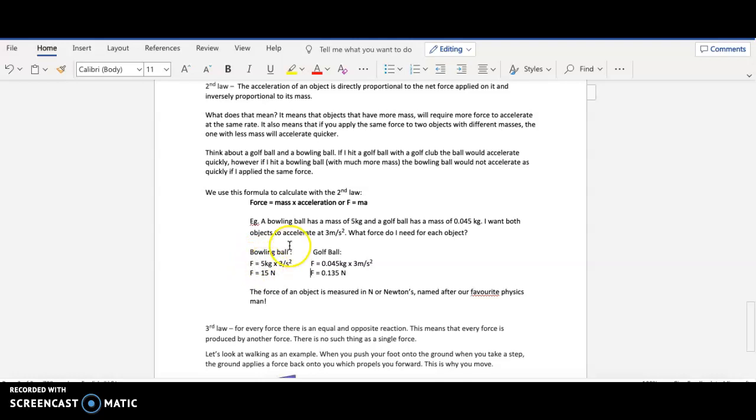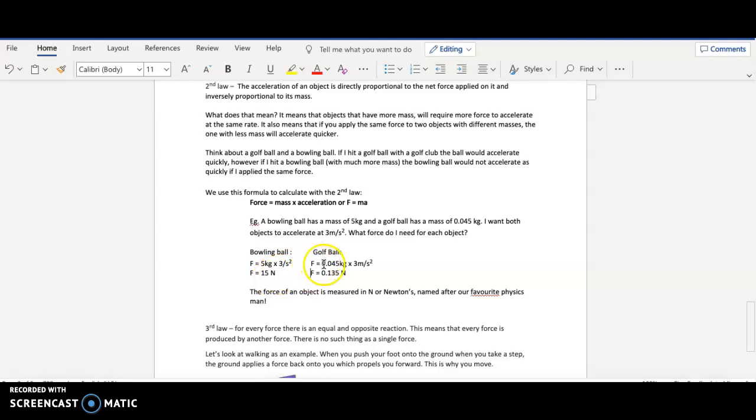So we know that the mass of our bowling ball is 5 kilograms. So I write 5 kilograms here. And I want it to travel at 3 meters per second squared. So I put 3 in here. So that means I need a force of 15 newtons. Pause on the newtons. Let's look at our golf ball.